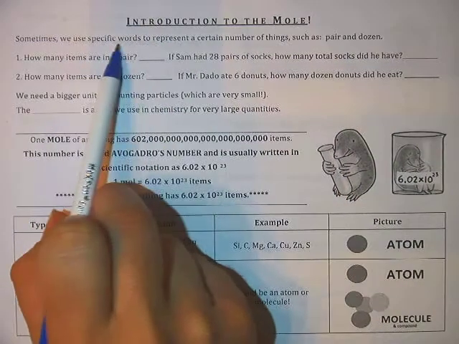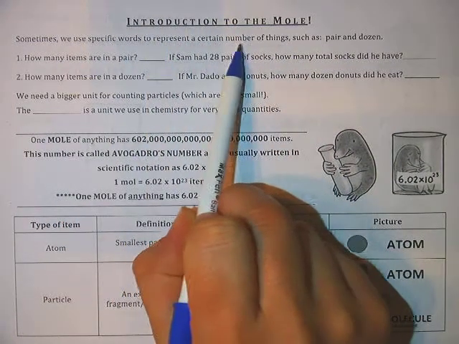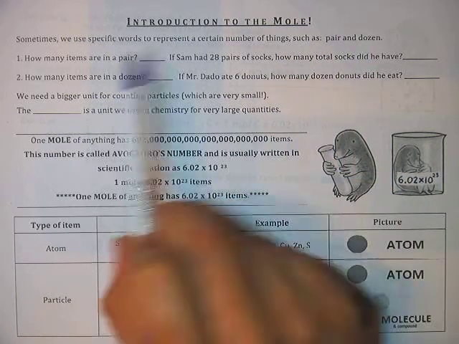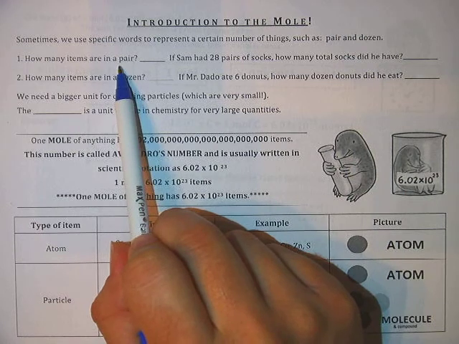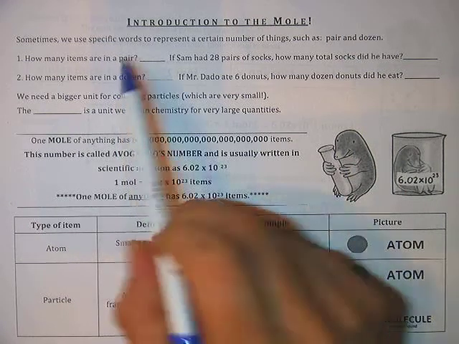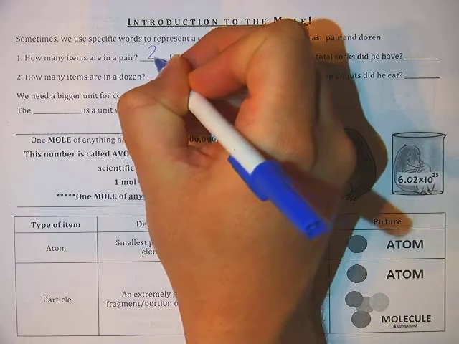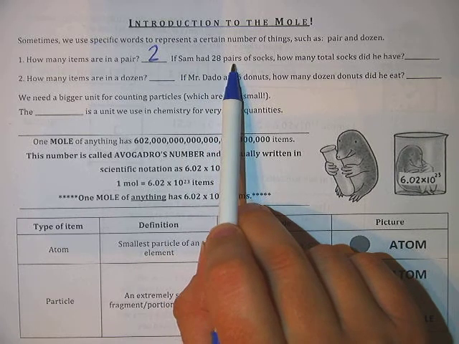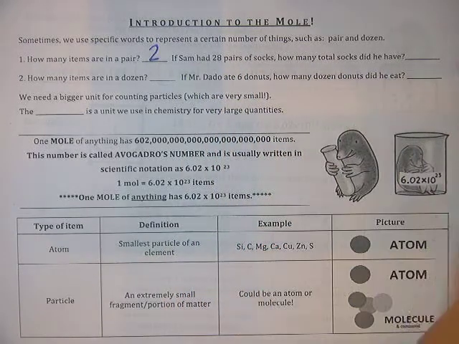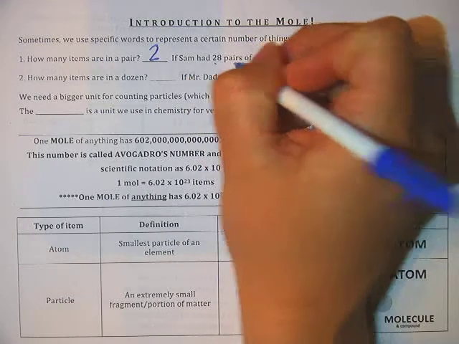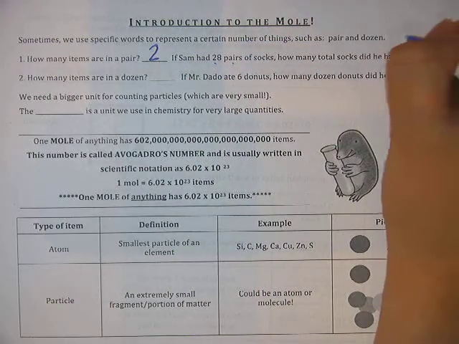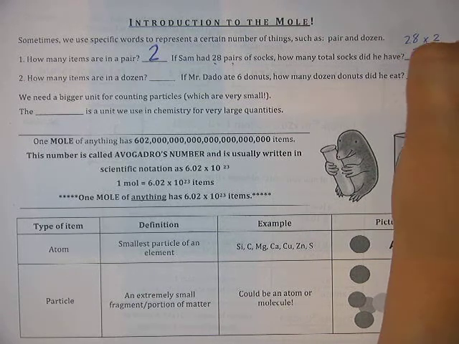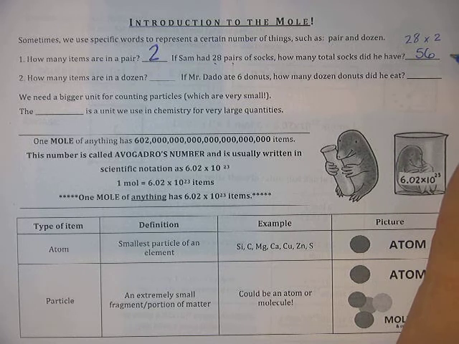Sometimes we use specific words to represent a certain number of things, such as pair or dozen. The word pair should make you think of a number, probably the number 2. If Sam had 28 pairs of socks, how many total socks did he have? Well, 28 pairs, each pair had 2 socks, so 28 times 2 would be 56 socks total.